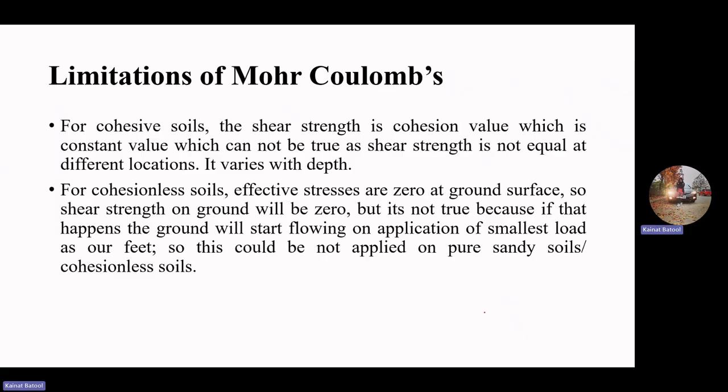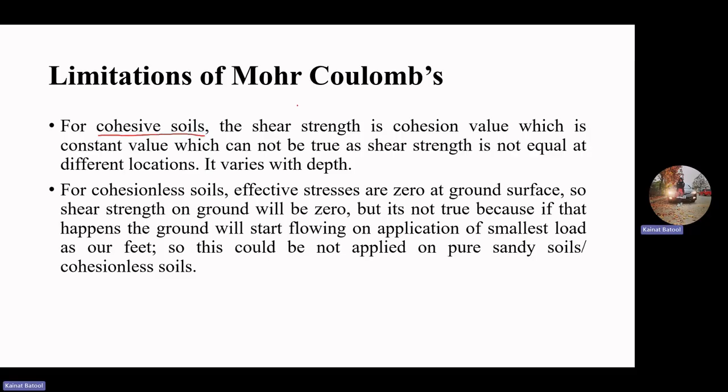Coming towards the last point of our lecture today, which is the limitation of the Mohr-Coulomb. As we know, Mohr-Coulomb's theory and equation are derived based on C and phi soils, that is, the c-phi soils. But what about cohesive soils, and what happens when it's non-cohesive soils or cohesionless soils? So firstly, let's see for cohesive soils.